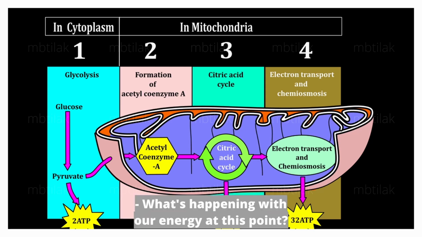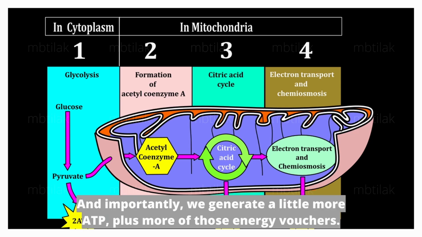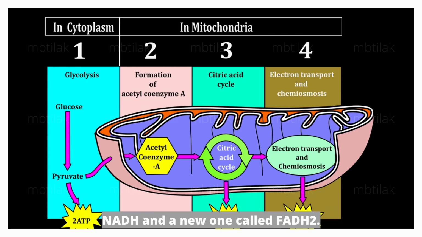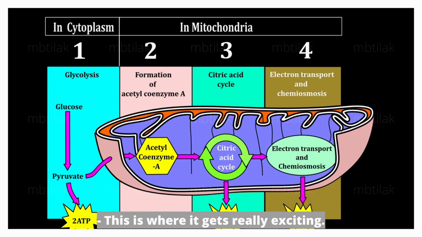Round and round. What's happening with our energy at this point? With each turn of the cycle, more carbon dioxide is released. And importantly, we generate a little more ATP, plus more of those energy vouchers: NADH and a new one called FADH2. Okay, so we've got all these different energy vouchers. What happens next? This is where it gets really exciting.